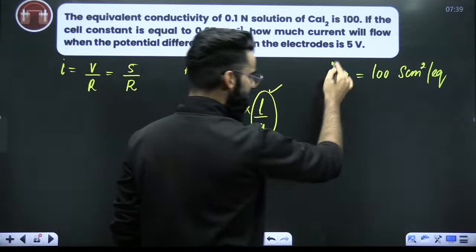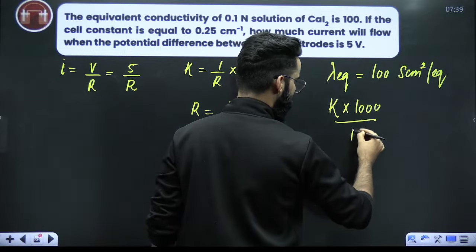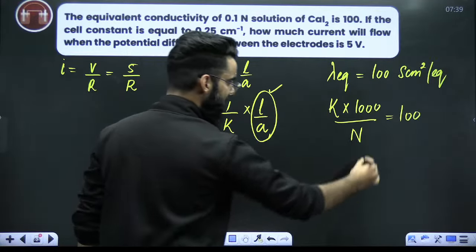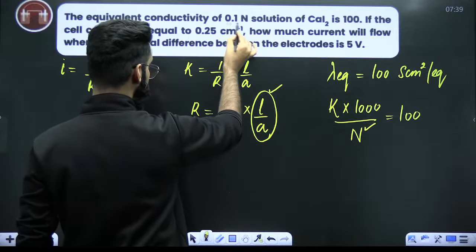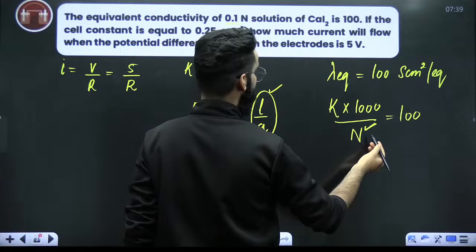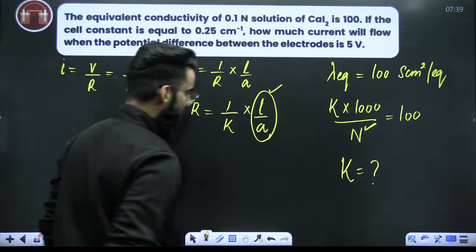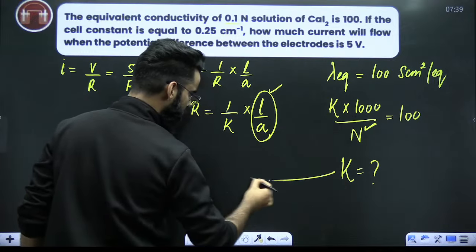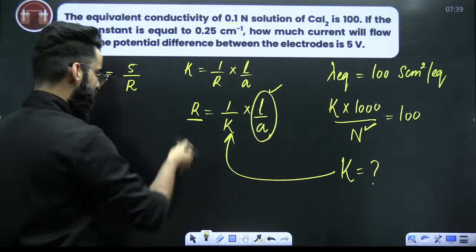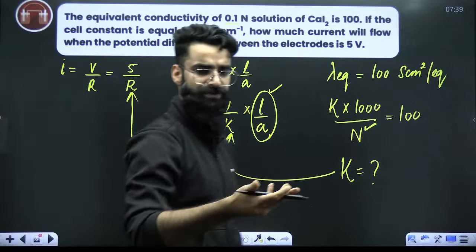Now you know, equivalent conductivity is equal to kappa multiplied by 1000 divided by normality, right? This is equal to 100. Tell me one thing. Is the normality of the solution given to me? Yes, it's given to me as 0.1. From here, you can calculate kappa. If conductivity is calculated, put it here. Cell constant already you know, you'll get the resistance. If you got the resistance, put it here, you'll get the current. That's something which you were supposed to calculate.